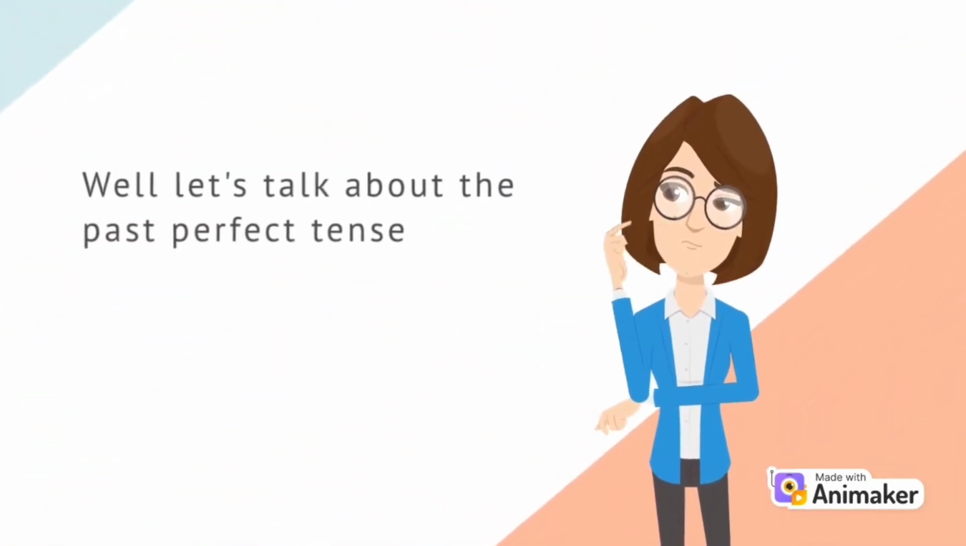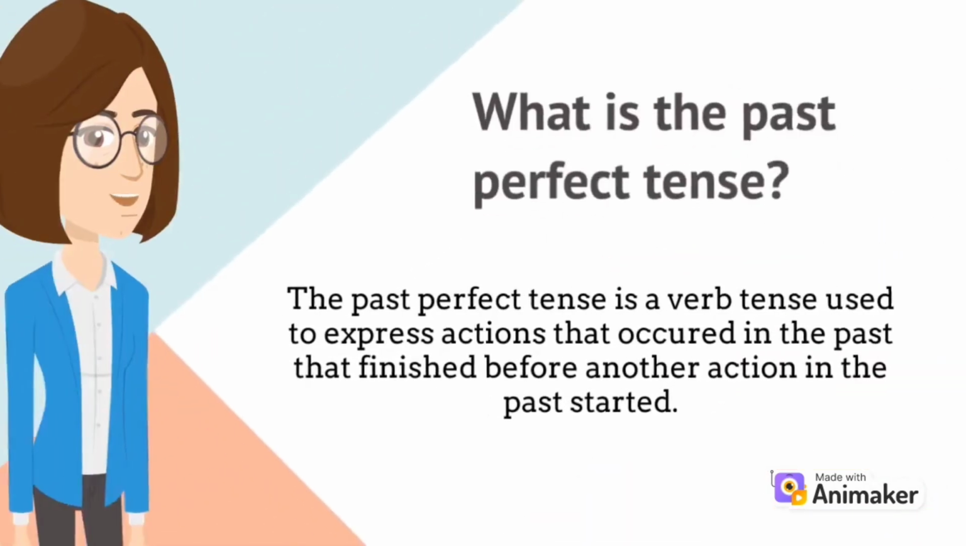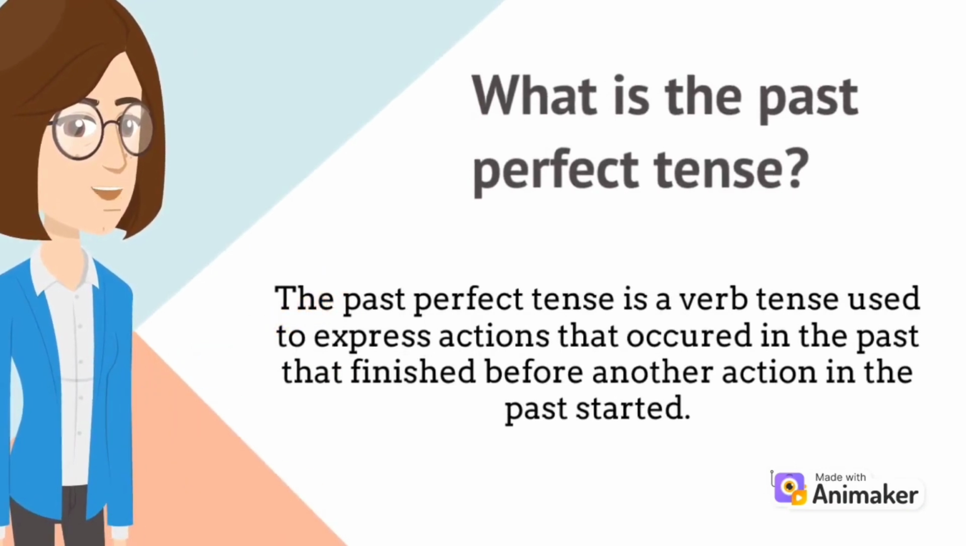Well, let's talk about the past perfect tense. What is the past perfect tense? The past perfect tense is a verb tense used to express an action that occurred in the past that finished before another action in the past started.